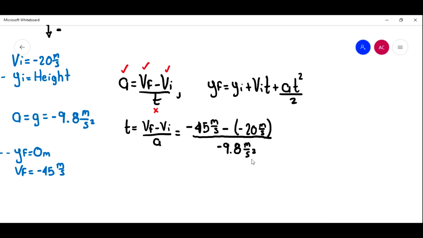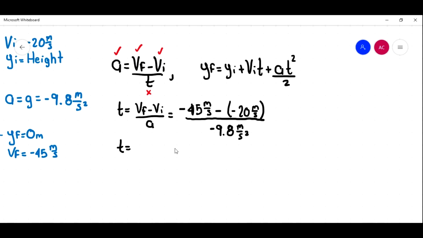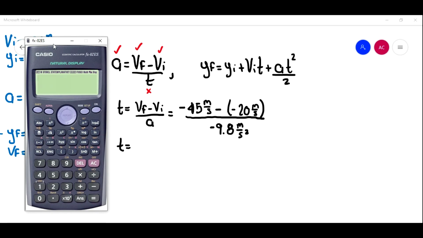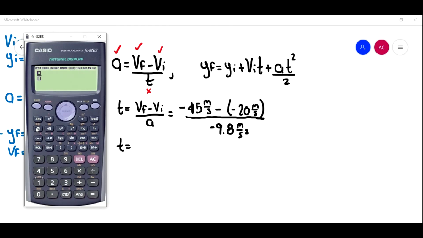Remember that the acceleration is negative because the acceleration goes down, the gravity goes down. So let's get the calculator and answer this problem: fraction, minus 45 minus parenthesis negative 20, parenthesis, over minus 9.8. Okay, so let's see how much is that. Well, that is the time, and remember this is an infinite value.